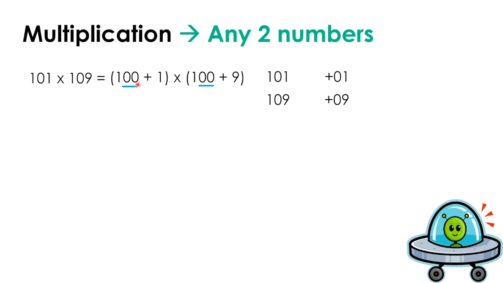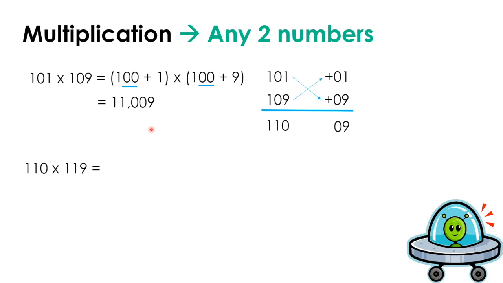Two digit, two digit. 1 times 9 is 9. 101 plus 9 is 110. 109 plus 1 is also 110. So the answer is 11009.